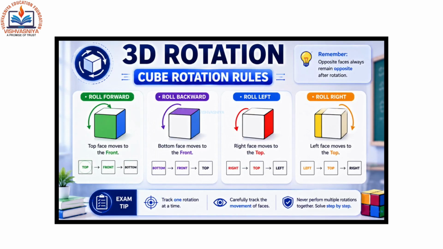Three-dimensional rotation problems are very common in exams. In these questions, a cube or object is rotated in different directions. You must track the movement of faces carefully. For example, when a cube rolls to the right, the left face becomes the new top face. One important rule to remember is that opposite faces always remain opposite after rotation. Never try to perform multiple rotations together. Solve one rotation at a time.